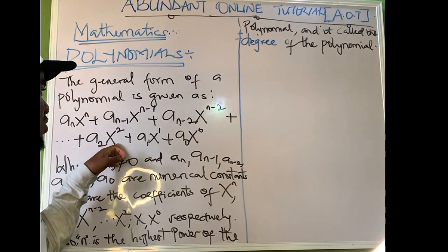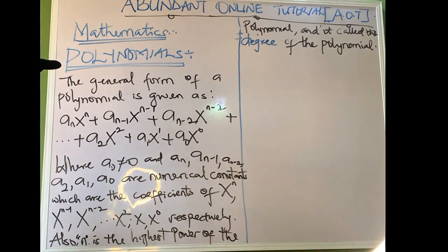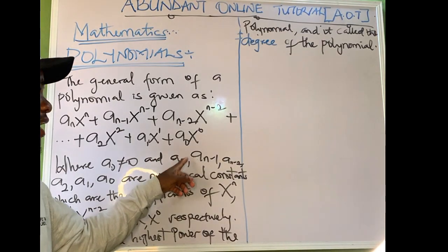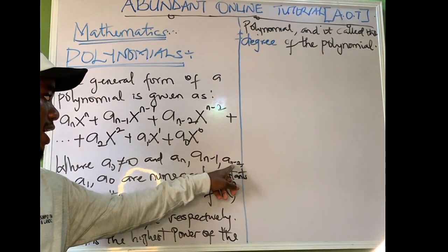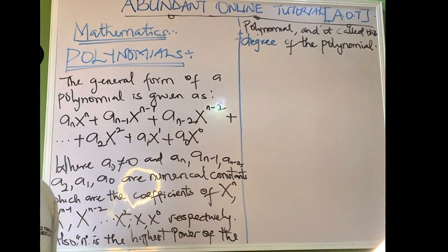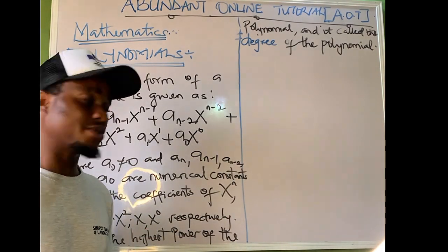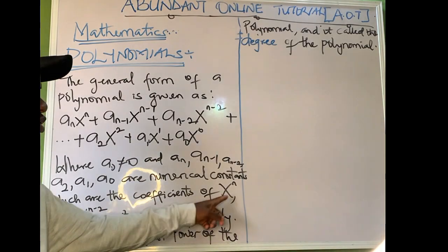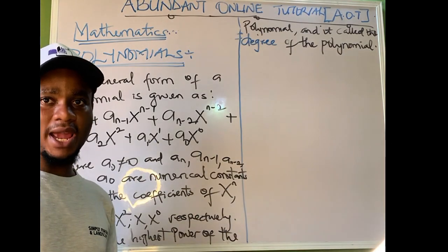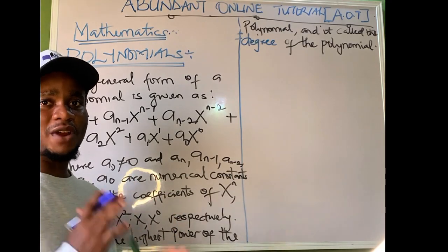Then you now have a2 x^2 plus a1 x^1 plus a0 x^0. Do you understand? So where a_n is not equal to 0, and a_(n-1), a_(n-2), a2, a1, a0 are numerical constants. We all know what we refer to as numerical constants, right? Your numbers, you know what numbers are, right? They are the coefficients of these powers of x. I'm going to explain that, so don't worry, we are going to delve into the intricacies of polynomials.